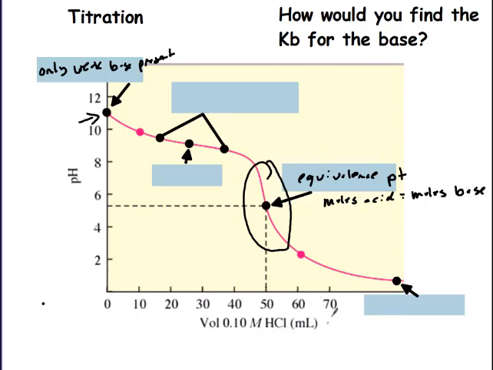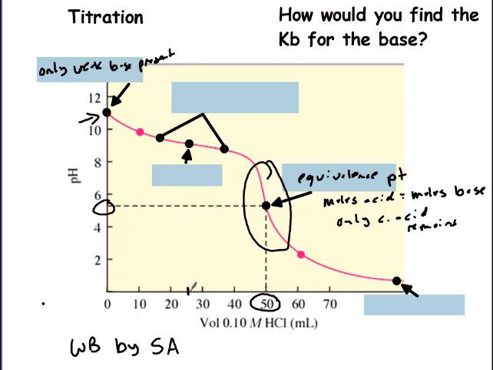For a weak base by strong acid titration, only the conjugate acid remains at the equivalence point, and that's why our pH is less than 7 for a weak base by strong acid titration. It took 50 milliliters to reach the equivalence point, so halfway to equivalence is 25. So this is halfway to equivalence. And if it's the halfway to equivalence point, then pH will equal my pKa.